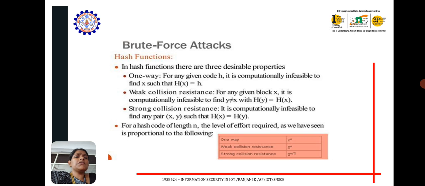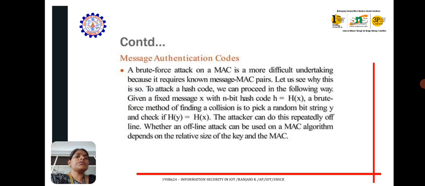For a hash code of length n, the level of effort required is proportional to the following. For one way it is 2 power n, for weak collision resistance it is 2 power n, and for strong collision resistance it is 2 power n by 2. Next, the message authentication code. In a brute force attack, a MAC is a more difficult undertaking because it requires known message MAC pairs.